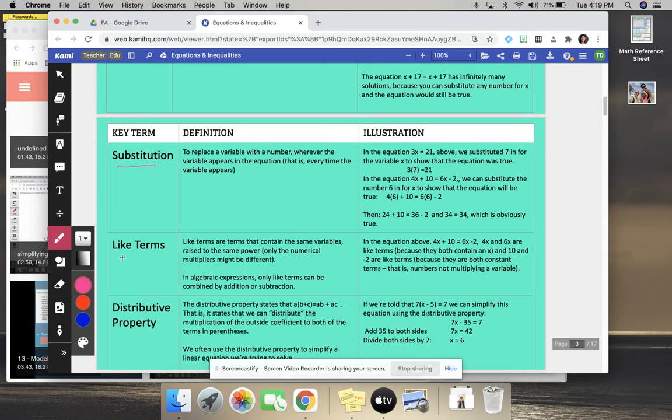Like terms. Like terms are terms that contain the same variables raised to the same power, only the numerical multipliers might be different. In an algebraic expression, only like terms can be combined by addition or subtraction. In the equation 4x plus 10 equals 6x minus 2, 4x and 6x are like terms because they both contain an x. And 10 and negative 2 are like terms because they are both constant terms, that is, numbers not multiplying a variable.